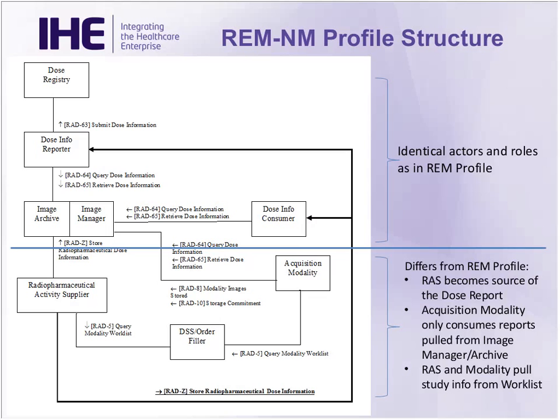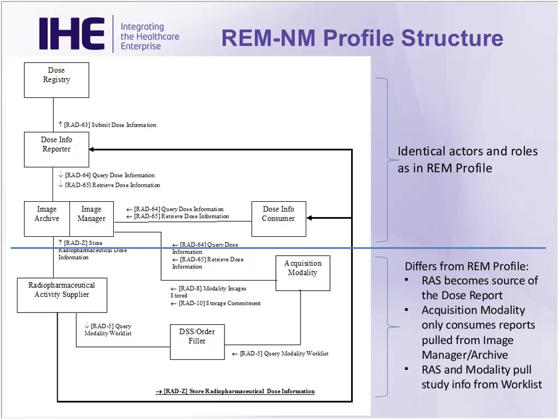If you notice, everything above the blue line across the middle there is actually identical to the REM profile. So the dose registries, dose information reporters, the PACS system, the dose information consumers, all perform exactly the same roles as they do in REM, just doing it on the nuclear medicine dose reports instead of the X-ray dose reports. So below the blue line is where we change things a little bit.